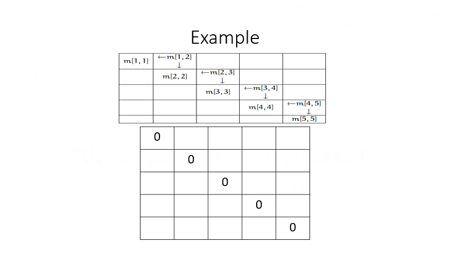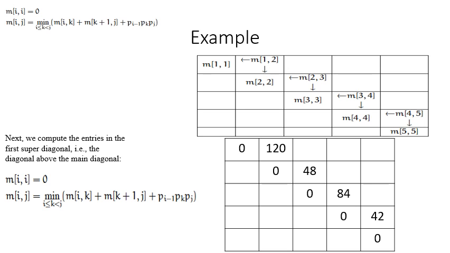Let's discuss this entire process through an example where we have 5 matrices and the dimension of each matrix is given, like A1 is of dimension 5 by 4, A2 is of dimension 4 by 6, A3 dimension is 6 by 2, A4 is 2 by 7, and A5 is 7 by 3. And we have constructed this 5 by 5 table. We have filled all diagonal values with 0 because we know from the base case that the cost of multiplying a single matrix is 0.